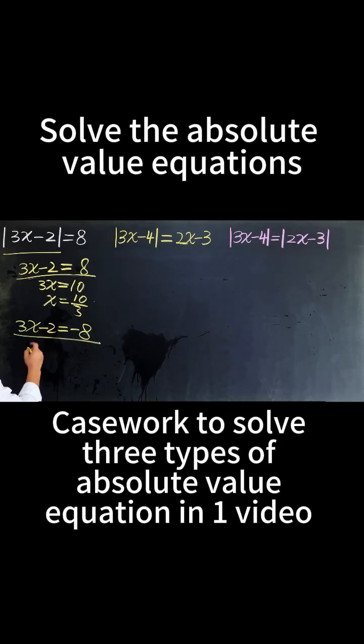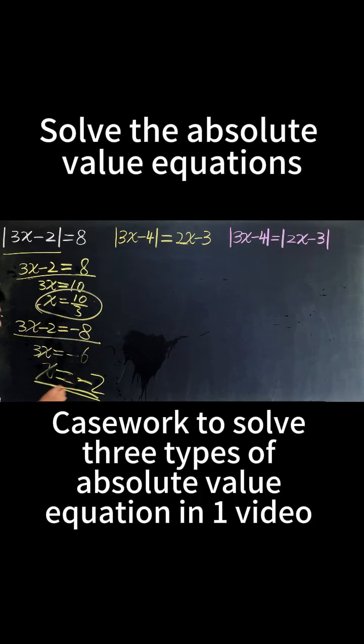What about negative 8? Let's calculate it. 3x equals what? If negative 2 moves over, it's negative 6, right? So x equals what? It equals negative 2, right? Isn't it negative 2? Remember, you must substitute these 2 answers back into the original equation to check.